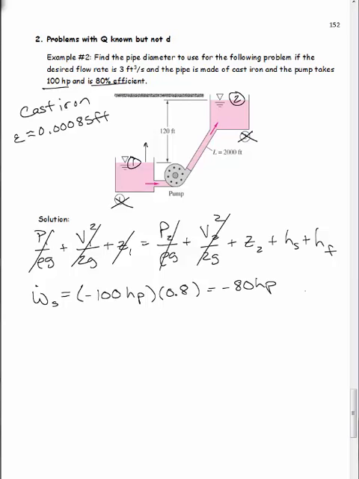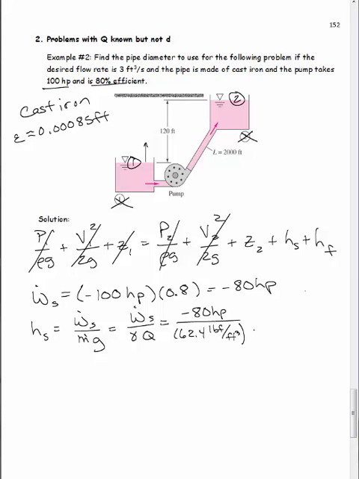Watch your units. Whenever you get in horsepower, that does not mean foot-pound per second. Those are not normal units. You're going to have to use a conversion to get out of that, kind of like gallons. All right, so let's calculate h_s. W dot s over m dot g, which is, again, W dot s over gamma Q, minus 80 horsepower. I'm going to plug in the numbers this time, just to go through those units. 62.4 is our gamma, pound force per foot cubed. Our Q is 3 foot cubed per second, given.